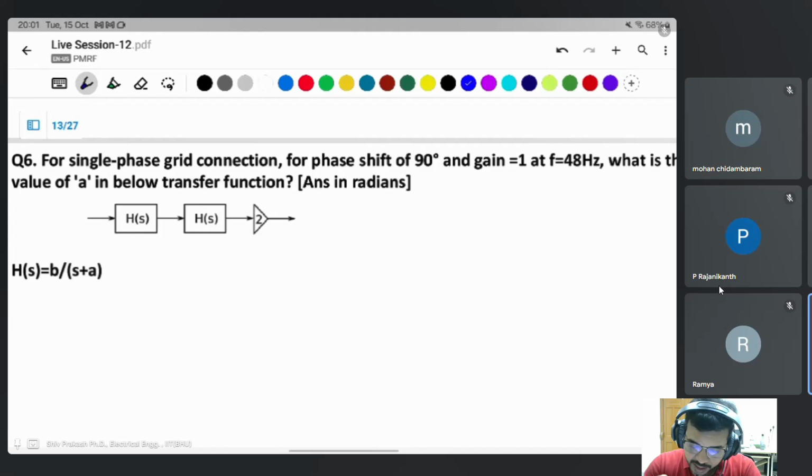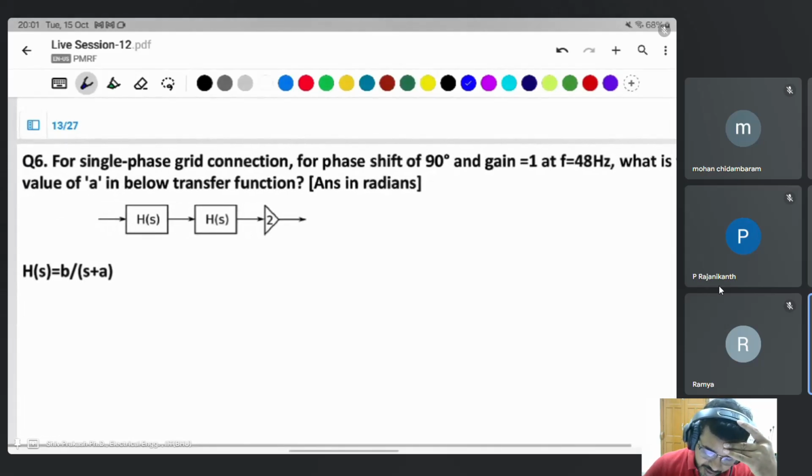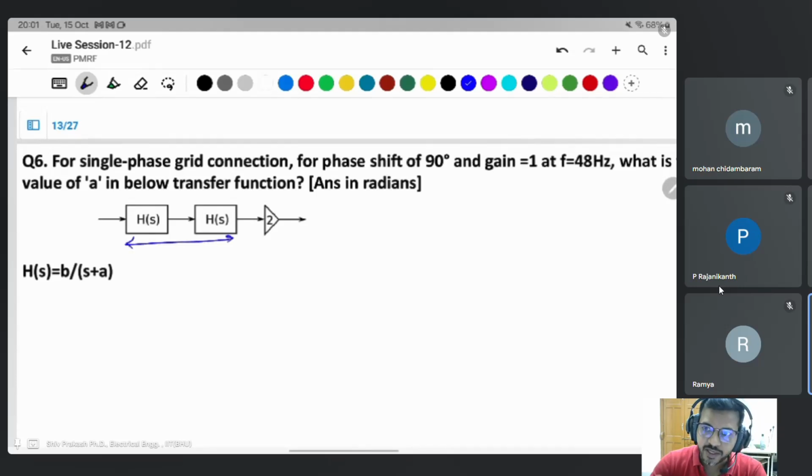So, for a single phase grid connection with a phase shift of 90 degrees and gain of 1 at 48 hertz of frequency, what is the value of A in the below transfer function? There are two transfer functions given, H(s), connected in cascade. Cascade connection means the multiplication of system to system when presented in the frequency domain. The same thing in the time domain can't be multiplied directly. Then there is another rule to combine two cascade-connected systems, which is known as convolution.